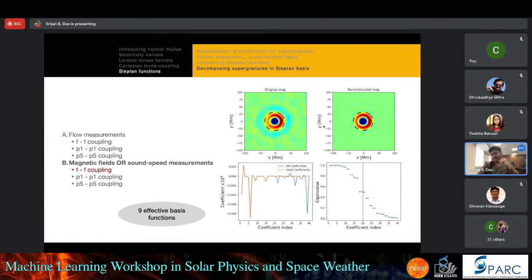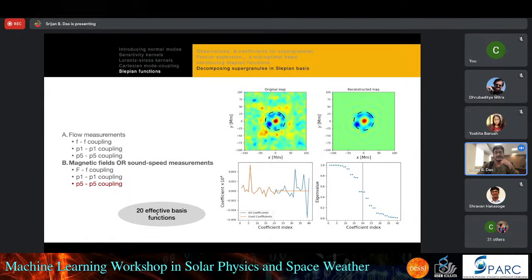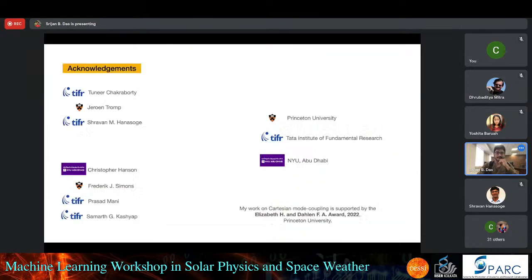So again, we see that we get pretty good reconstructions using the Slepian basis, and we only used 9 effective basis functions. And yeah, we can keep doing this. And once again, for the one which has very low signal to noise, the reconstruction is pretty good. So this is what we will use as our inversion. This is how we'll parameterize our inversion with only 20 effective basis functions.